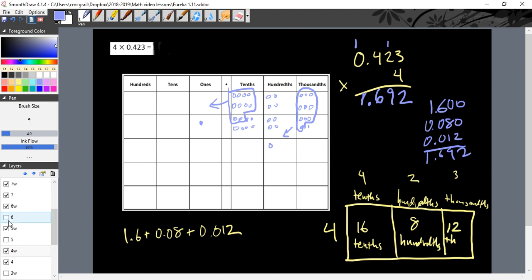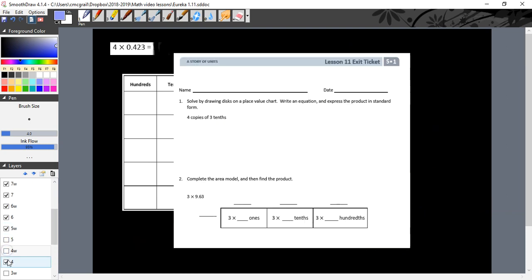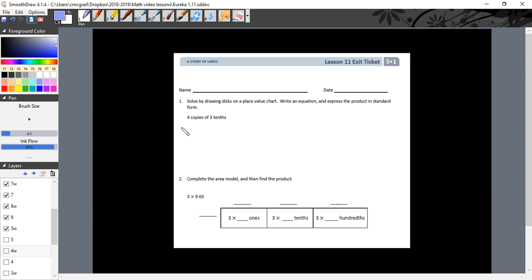Your job is to try your exit ticket. Please try this by yourself and see what you can come up with. For this one, it says use a place value chart. So go ahead and just draw a place value chart the way that you have always done. And then for this one, just make sure that you use the area model that is provided. If you feel like you need extra support, go ahead and put a star on that, and I'll make sure that I help you out first.